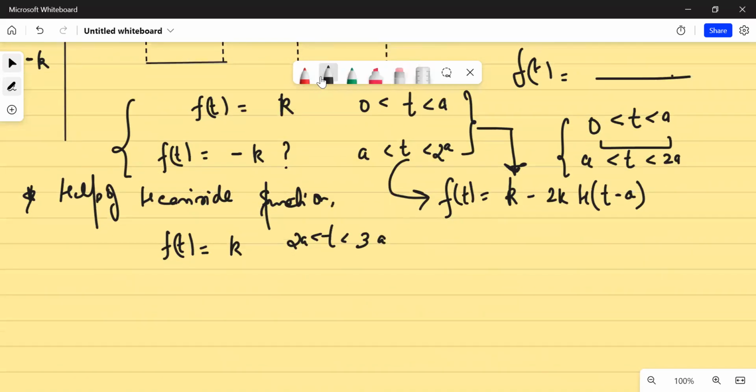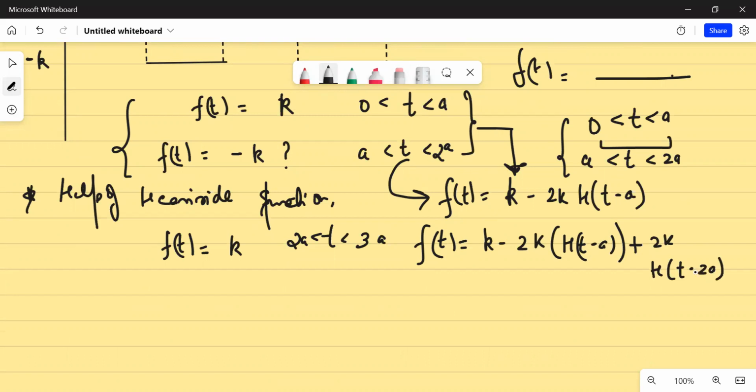So what I'll do, I'll again do something that will put each of these things into one perspective. This is fine, but then I will write plus 2k h(t minus 2a). Why am I doing it? See, if my t is lying between 0 and a, this would become 0. This will also become 0, isn't it? Because this is equal to 1 only if t is greater than 2a, and this is equal to 1 only if t is greater than a. So this would be 0, this would be 0, simply k.